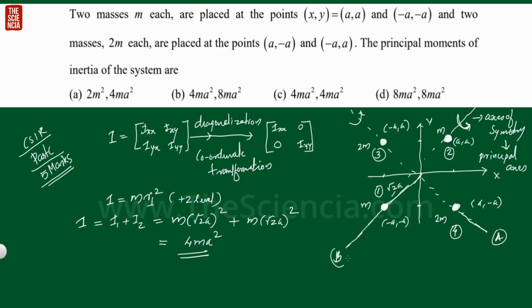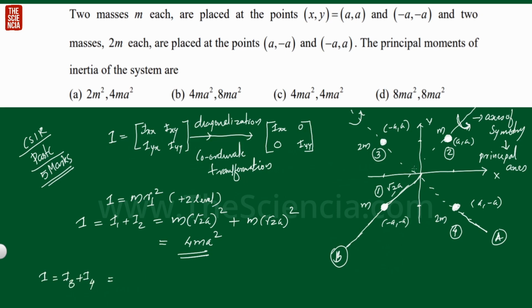Okay, this I am calling my B axis. About this axis, the moment of inertia due to this one and this one will be 0, because they are on the axis. So r equal to 0 and their contribution to moment of inertia will be 0. So only the third and the fourth particle will contribute. That is I equal to I3 plus I4.